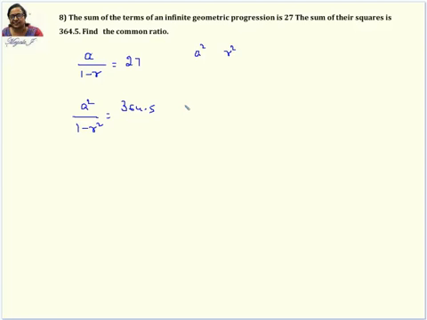Ma'am, sometimes we can divide it, and something will get cancelled. Okay, we'll divide it. So how will you divide this? Nothing is getting cancelled. So one way you can do is square this first. What will happen if you square this term? A squared by (1 minus r) squared equals 729. Good, 729.